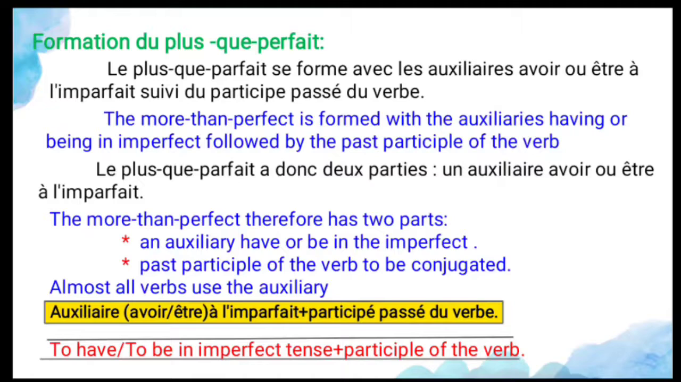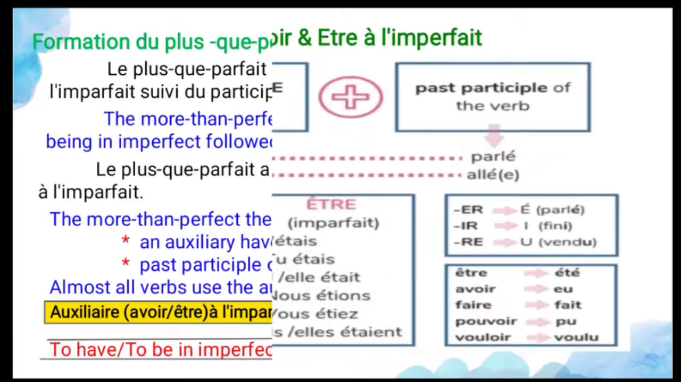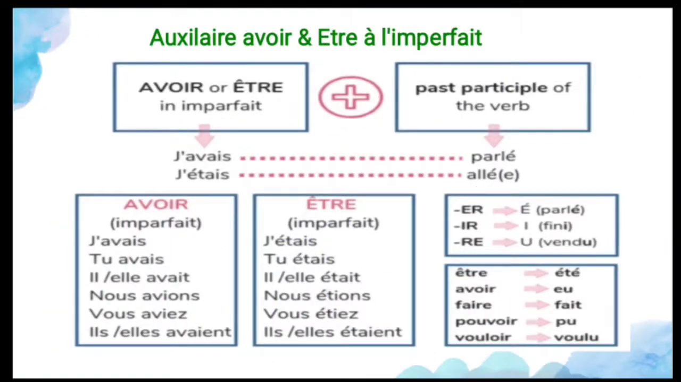To have or to be in imperfect plus participle of the verb means had. See, this is the formation: auxiliary avoir and être in l'imparfait. So this is the conjugation for the avoir verb in imperfect. J'avais, tu avais, il avait, elle avait, nous avions, vous aviez, ils avaient, elles avaient. It means I had, you had, he had, she had, we had, they had.